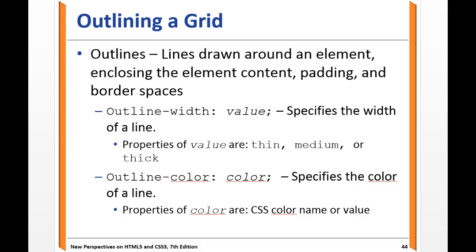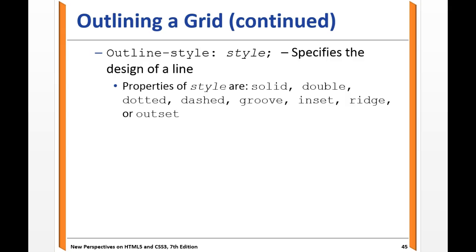The line color is set using the outline color property. Outline color specifies the color of a line. The values are a CSS color name or a color value. Outline style specifies the design of a line. Values of a style can be solid, double, dotted, dashed, groove, inset, ridge, or outset.